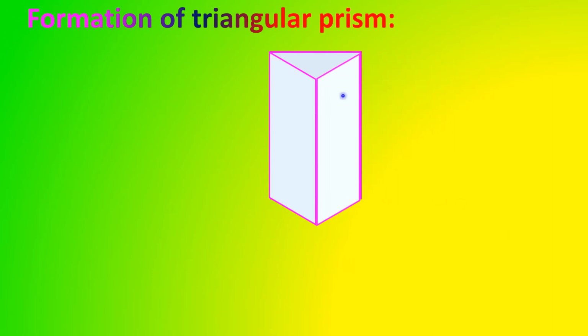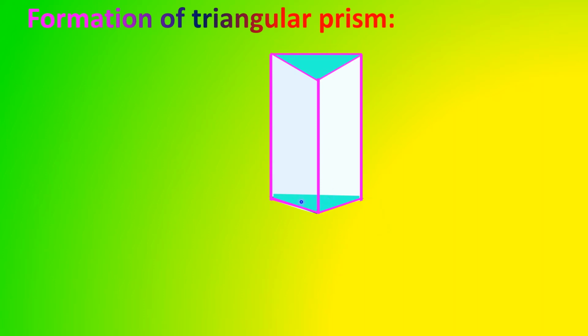Yes, that's all. See here, these three rectangular plane surfaces have joined together at a certain angle with one another. So totally there are three rectangular surfaces, and here this is the triangular surface, and here one more surface will be formed. See here, this is the triangular surface, and here is another triangular surface.